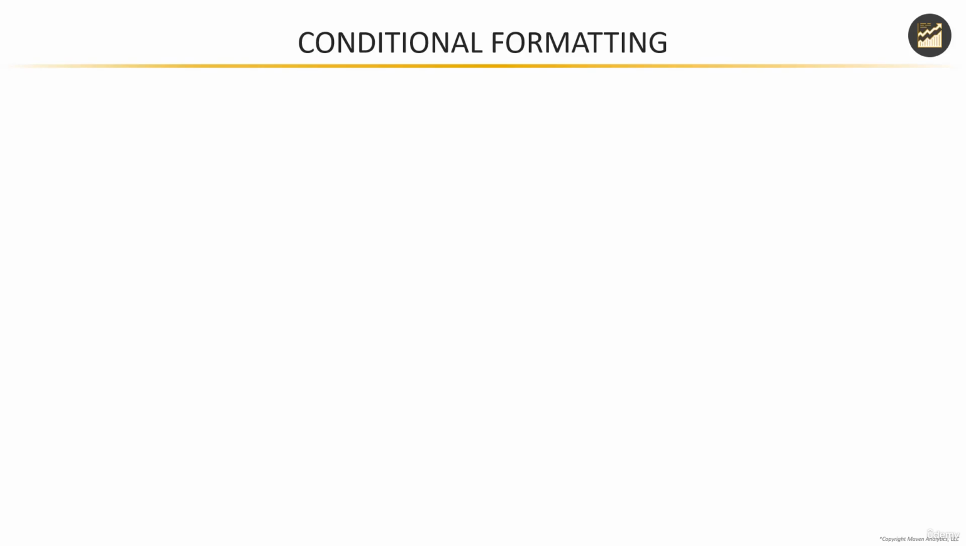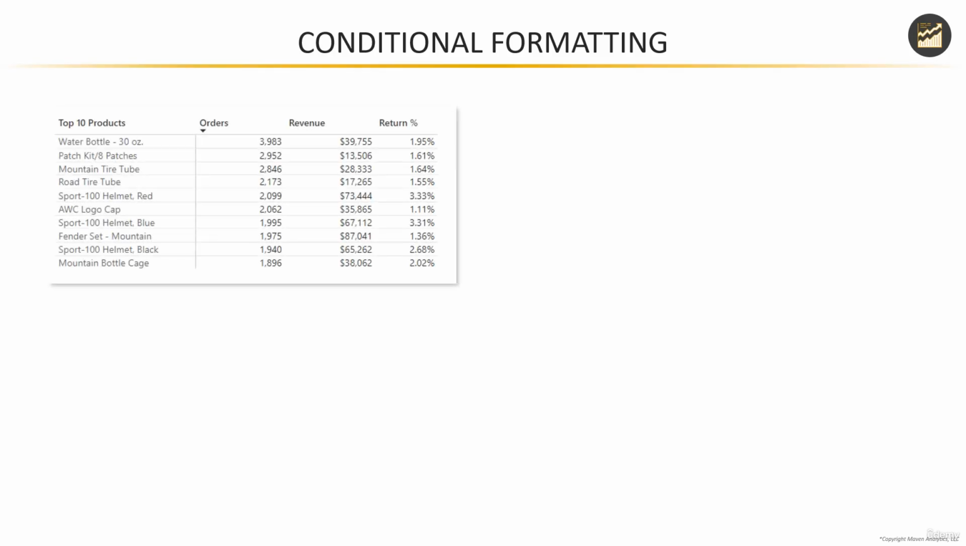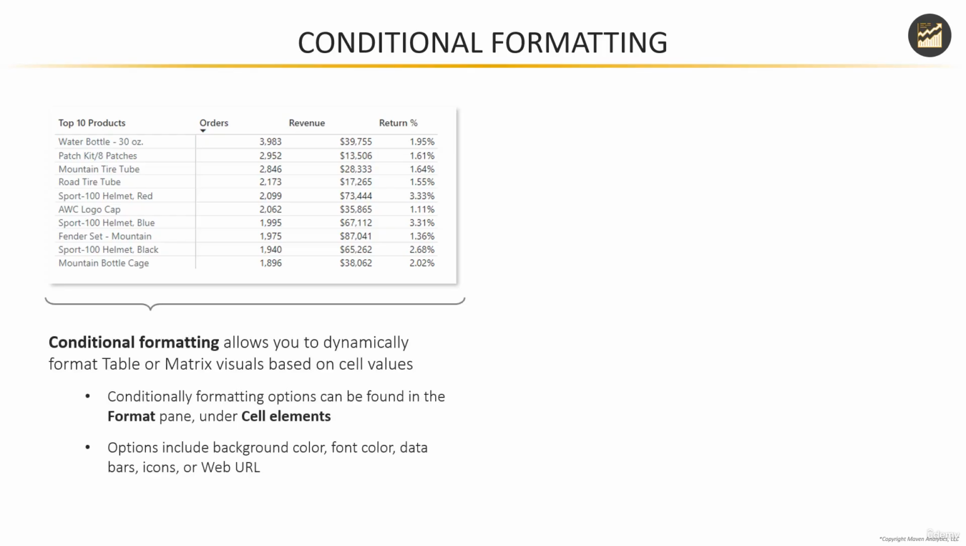Next up, let's talk about one of my favorite data visualization techniques called conditional formatting. So imagine you have a basic unformatted table or matrix, just like the one we created for our executive summary tab. Well, conditional formatting allows you to dynamically format these table or matrix visuals based on their underlying cell values. As we'll see in a second, you can find these options in the Format pane under Cell Elements, and you can do all sorts of things like background colors, font colors, data bars, icons, or even web URLs.